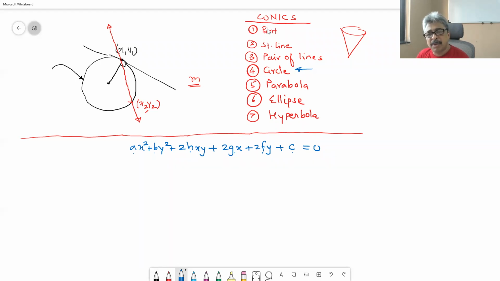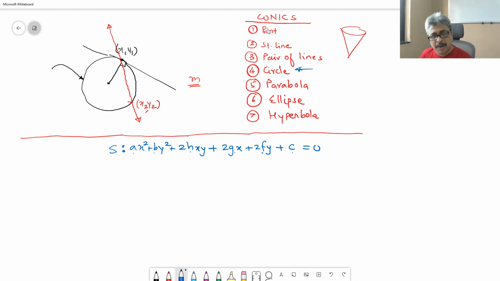After the circle we will study the parabola, then we will study the ellipse. Every time we have to find the equation of the tangent. Why not then do it for this? So let me call this curve S. The equation of S is ax square plus by square plus 2hxy plus 2gx plus 2fy plus c is equal to 0.